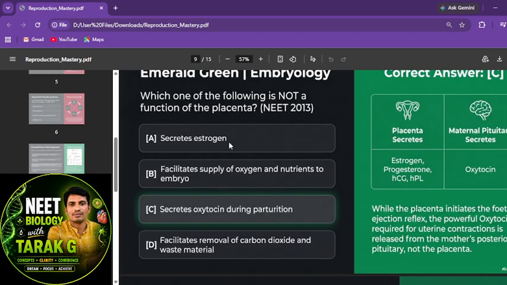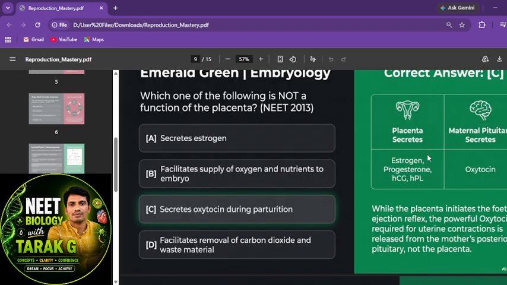Secretes estrogen: is it a function? Yes. Facilitates the supply of oxygen and nutrients to the embryo: that's a function, right? Secretes oxytocin during parturition, and facilitates the removal of carbon dioxide and waste material. So which one of the following is not a function? Secreting oxytocin during parturition is not a function. The remaining three are functions.